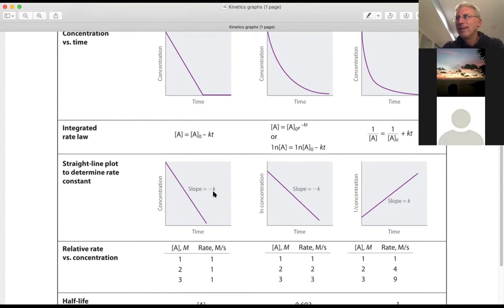Does slope equal K? The signs of them? The sign. Slope is equal to negative K. Here's the thing. Chemists have made a definition, okay?